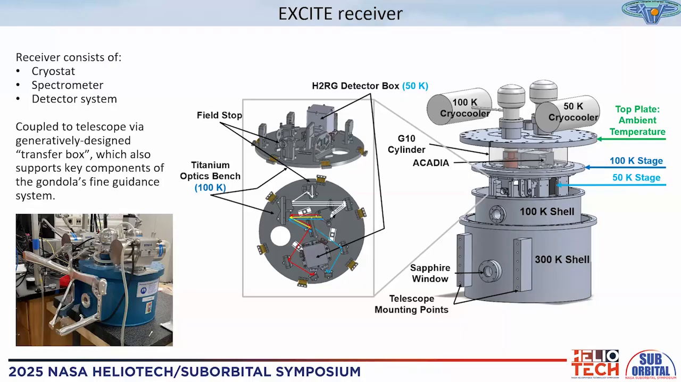So not only does it bolt the receiver to the back of the telescope, but it also grabs the tip tilt mirror and the fine guidance camera. And it's a pretty cool component. We used a generative design approach, which is basically, some people would call it an AI approach. But it came up with a design which met all of our constraints, but made it a lot stiffer and lighter than we were able to do with conventional design. So happy to give more detail about that to anyone who's interested. Inside of the cryostat, there is the spectrometer and then detector system as well.